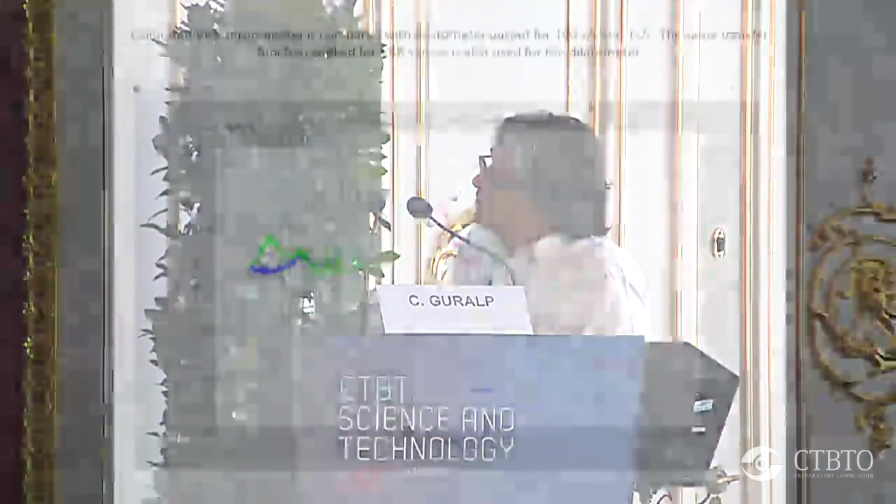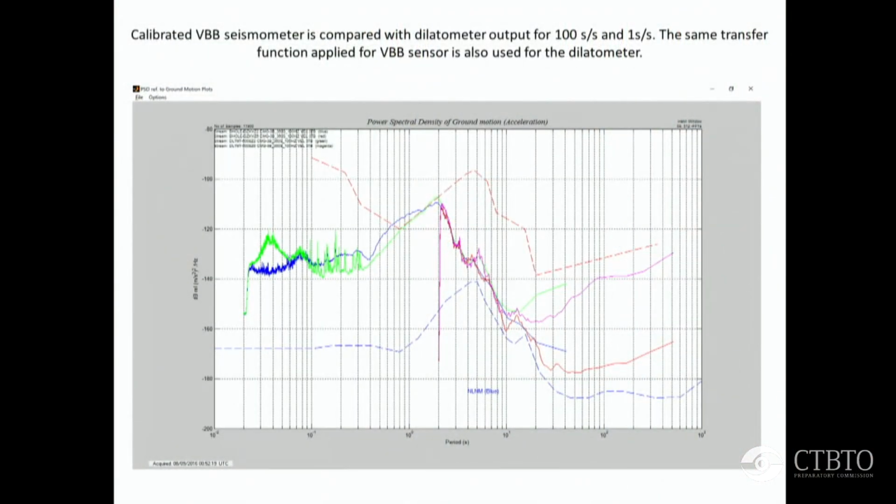Now, if one looks at the dilatometer, in this case, as a broadband sensor, short period and long period, and compares it to the broadband velocity sensor co-located in the same borehole, I've used the same transfer function for the dilatometer as I use for the broadband sensor. You can see that it really does fit very well around the teleseismic, around the microseismic region. It fits extremely well all the way up to maybe 20, 30 seconds.